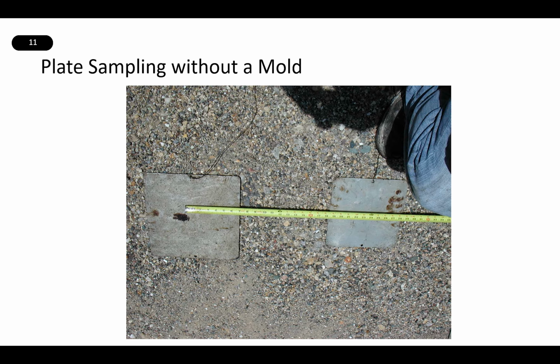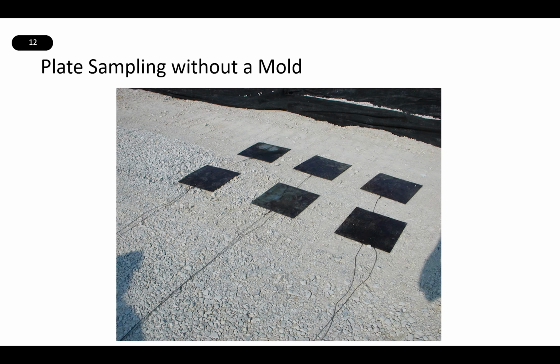Before putting the plate samples down, most people will spray either a PAM cooking spray or another approved anti-adhesive material. It's just important to make sure that material doesn't have any solvents or petroleum-based products that could affect the asphalt binder properties of the sample that you're taking.